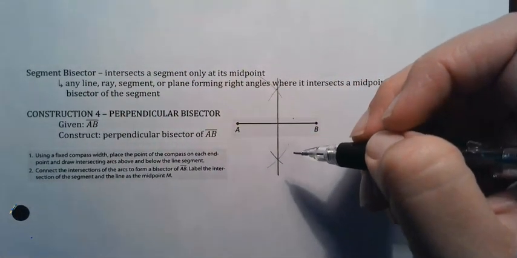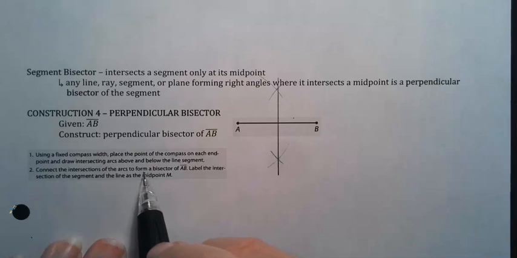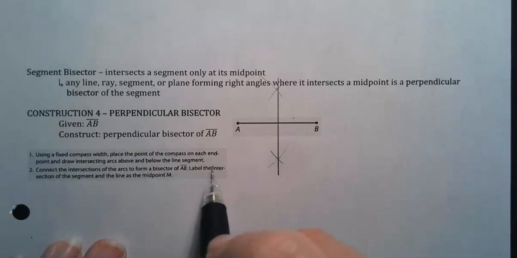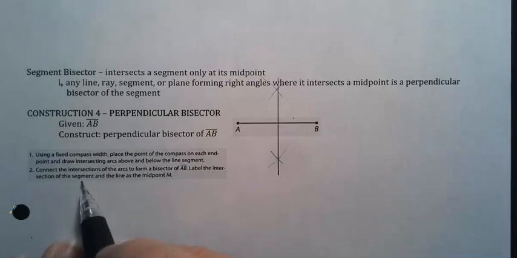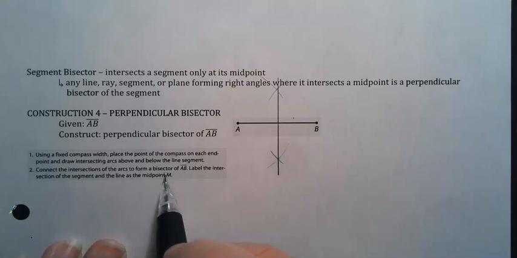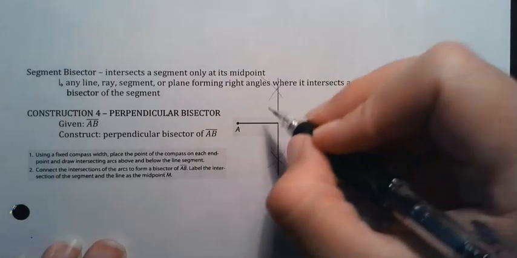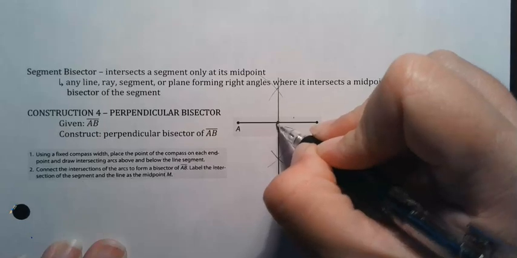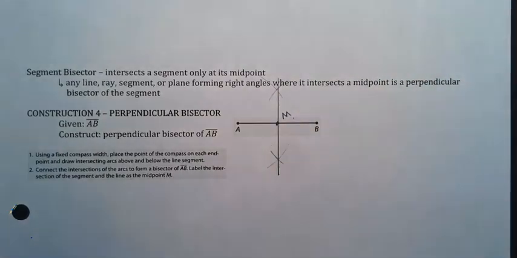All right, so there's our bisector. It says connect the intersections to form a bisector of segment AB. Label the intersection of the segment and the line as the midpoint M. So this right here is M, the midpoint. That makes sense? We've got it.